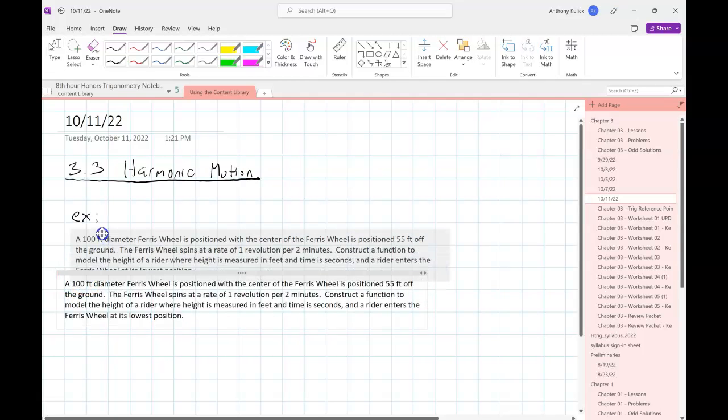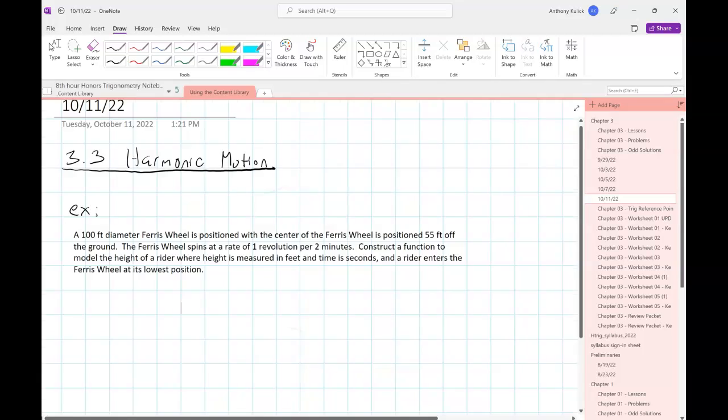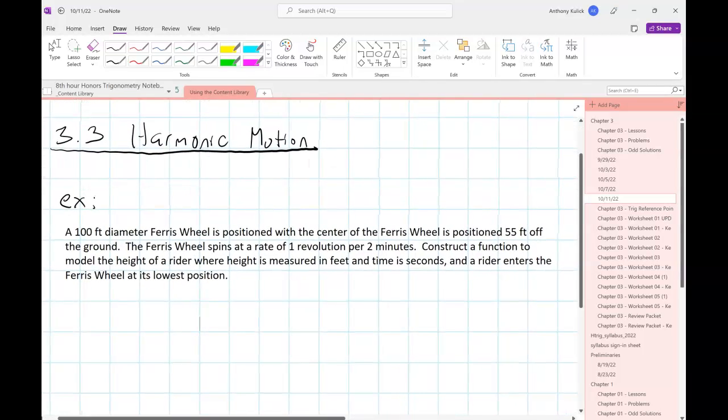Is either you have something that spins or you have something that's kind of moving up and down. So let's look at a couple.